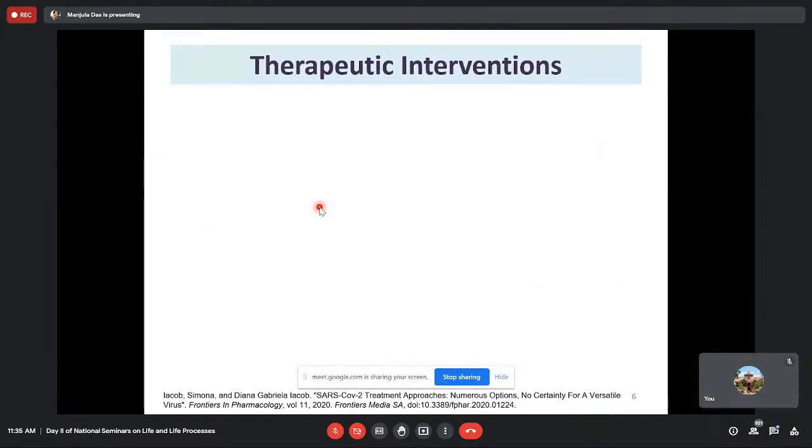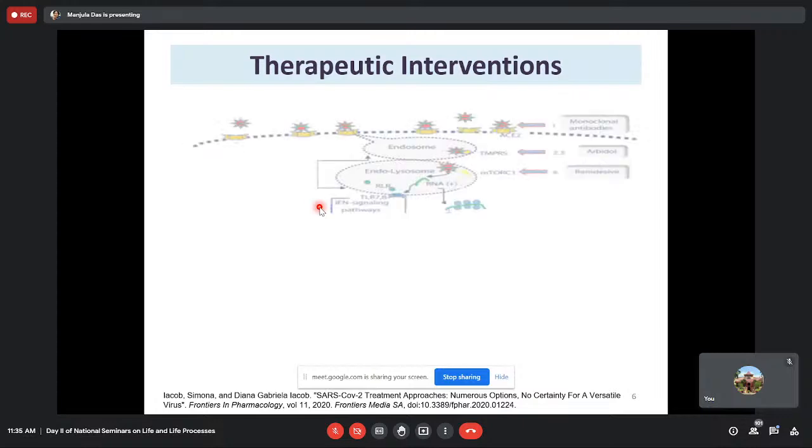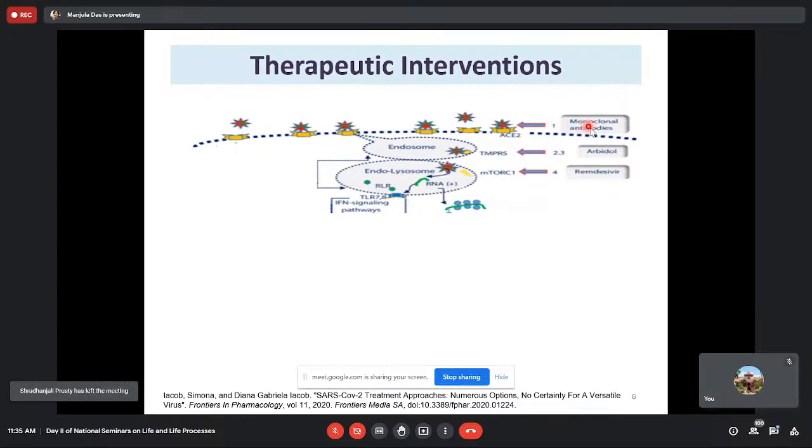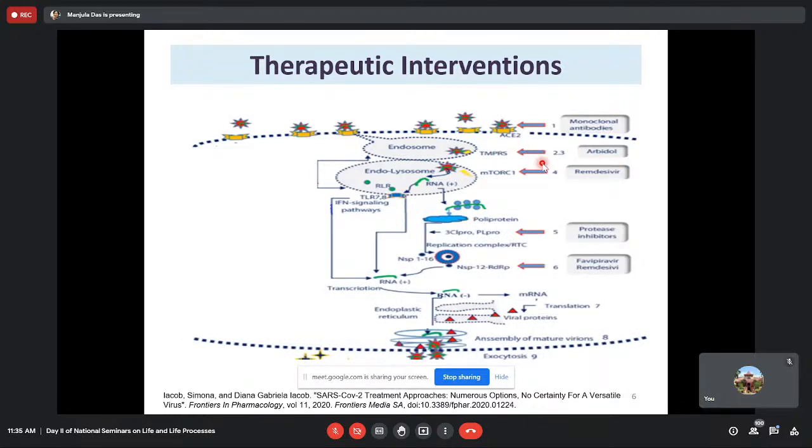There are various ways in which the viral infection is being mitigated now. Before the virus enters the cell, the receptor and virus interaction can be mitigated by monoclonal antibodies. As soon as the virus enters, the entry of the virus also can be mitigated again by different kinds of antibodies or inhibitors.